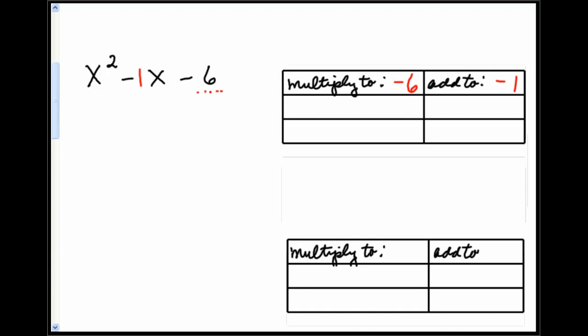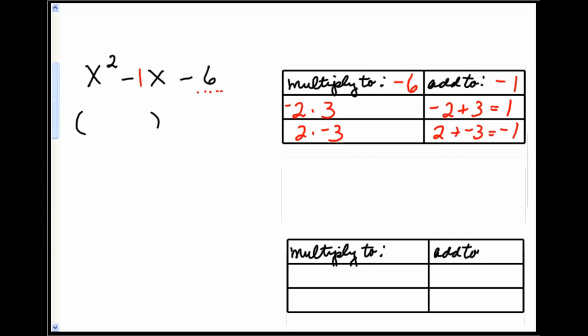So let's look at 2 times 3. Well, if the 2 is negative, the product is negative 6. But when we add these two numbers together, we end up with 1. So let's try 2 times negative 3. Okay, we get negative 6. And then 2 plus negative 3, that's our negative 1.